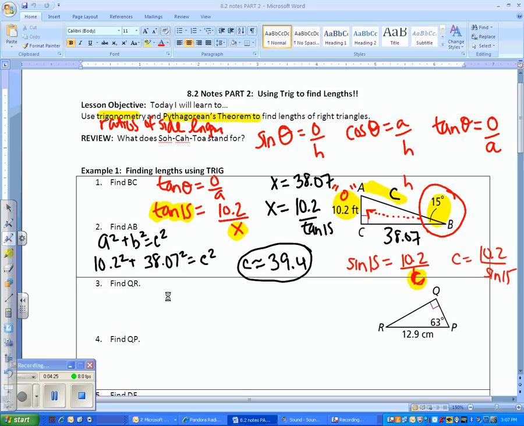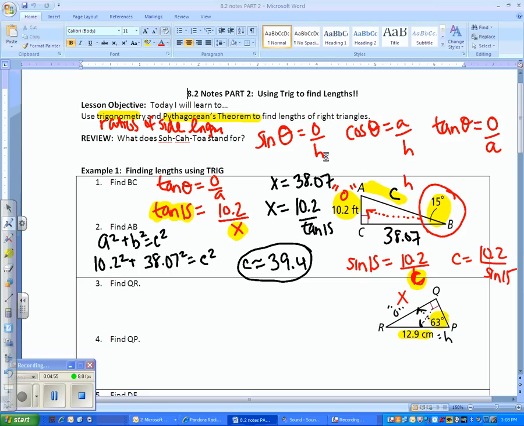Okay, one more example. I'm going to do trig for both of these so you can get used to what it looks like. So we want to figure out what QR is. I'll call that x. They give us the 63 degrees, and they give us 12.9. So let's talk about what these are. Well, in respect to the 63, x is across, so we're going to call this the opposite side. And 12.9, it looks like it's adjacent. It is adjacent, but it's across from the 90 degrees. So this is actually the hypotenuse.